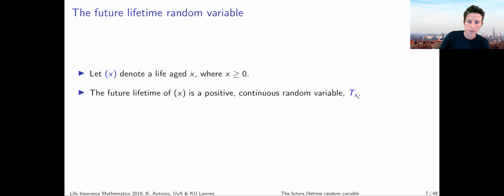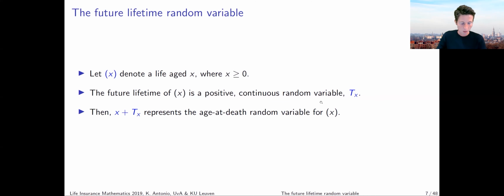The subscript refers to the current age of the individual. T_x is positive because lifetime data take positive values. T_x is also continuous because I will measure this future lifetime in continuous time. One thing to keep in mind is that if T_x is the future lifetime of an individual who is now aged x, then x plus T_x expresses the age at death random variable. So if T_x is 0.5, then x plus 0.5 would be the age at death observed for our specific individual (x).